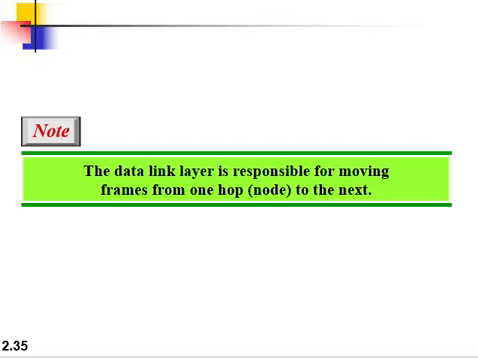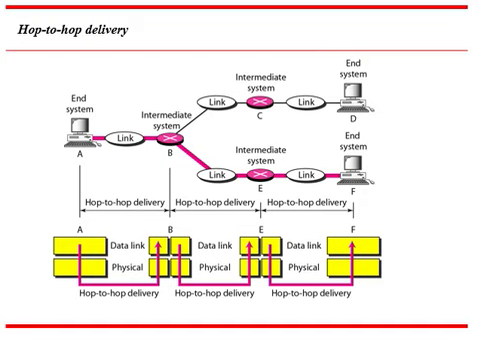Note that the data link layer is responsible for moving frames from one hop to another hop. Here is the example of hop to hop delivery. As you can see, the transmission happens in each layer between the different devices.